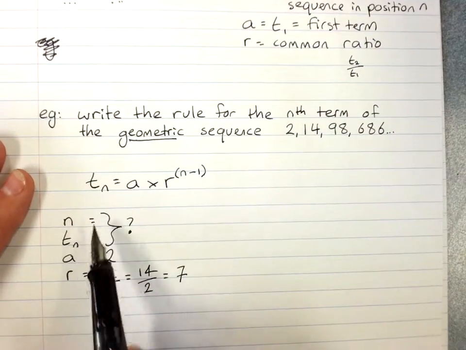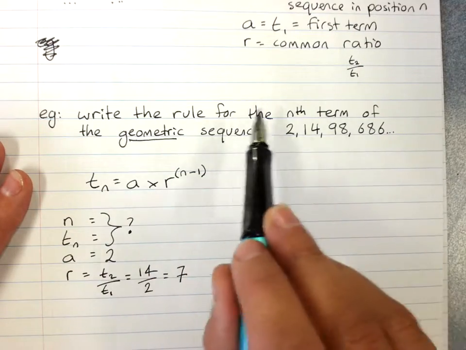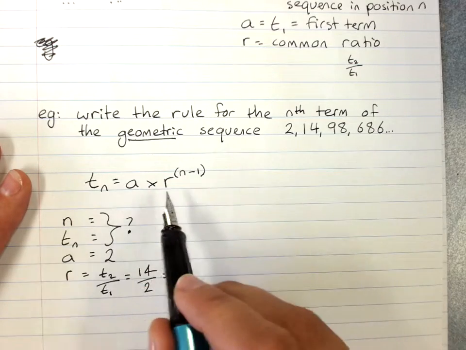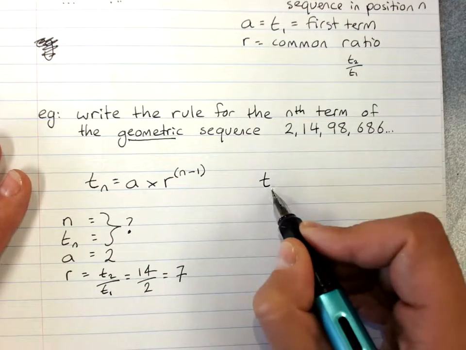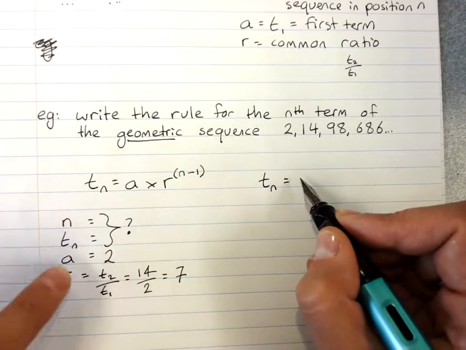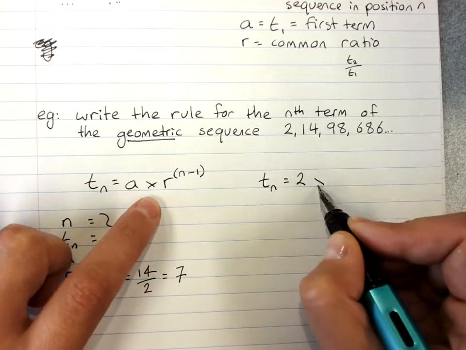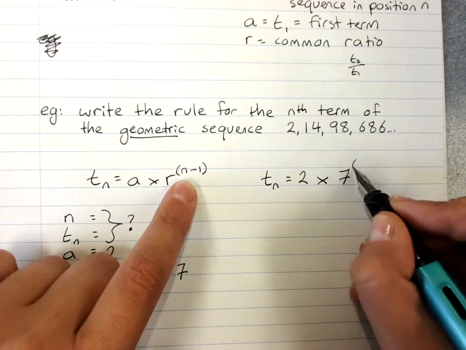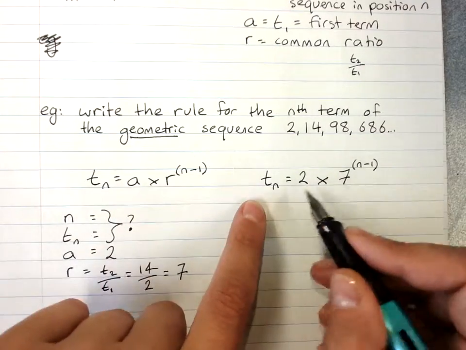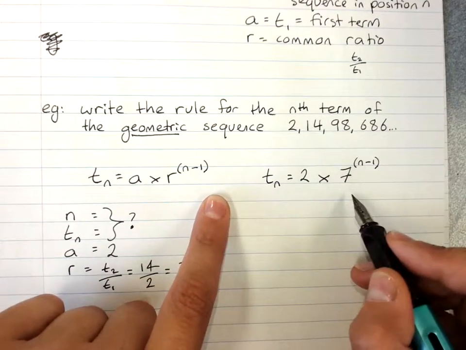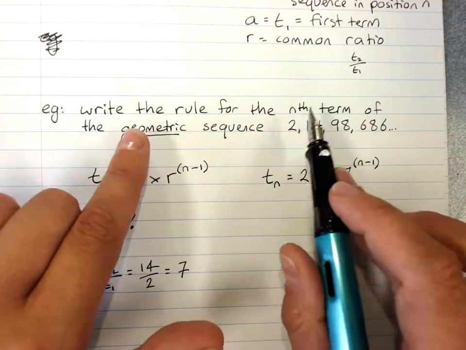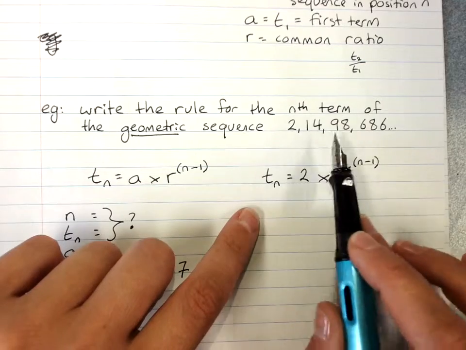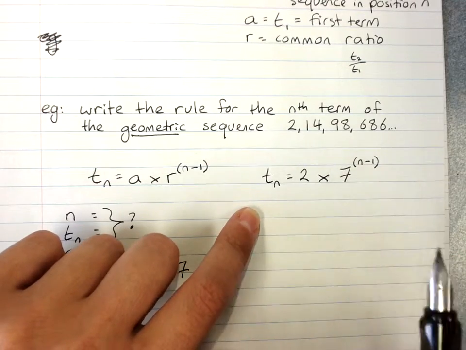So we've found that we don't have n and Tn because it's just an nth term question. And we've got these. We have our rule. So Tn equals, substitute in a, 2, times, substitute in r, 7 to the power n minus 1. So Tn and n both stay in the rule. And this is it. That's the answer for the rule for the nth term. Because they're just saying, please write me a rule so you can work out any term in this sequence when someone tells you what they want.